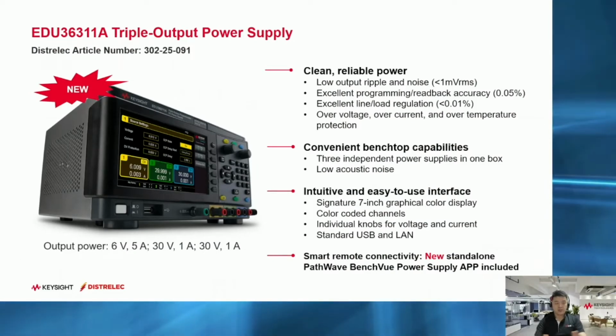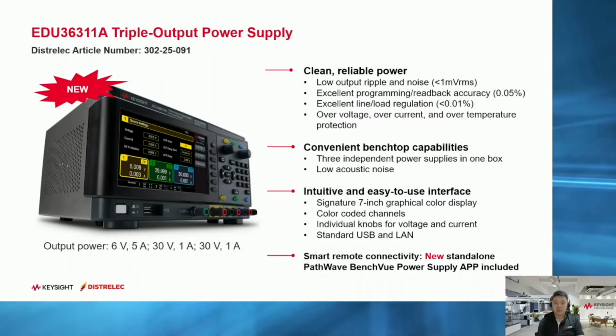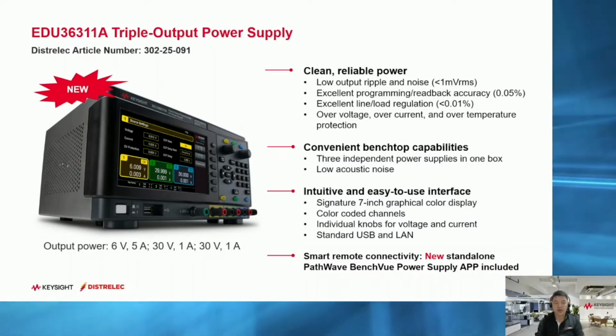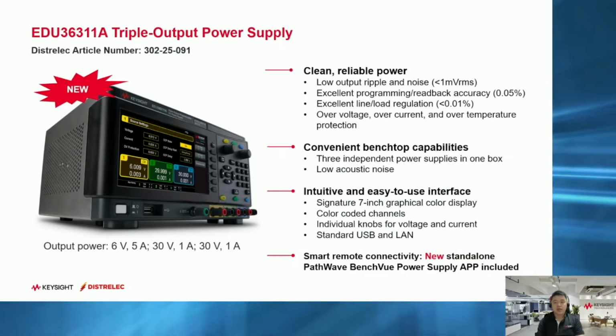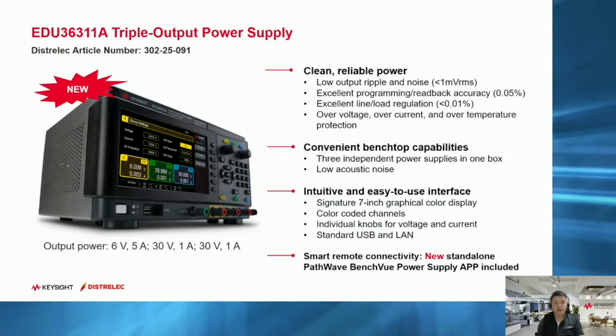The first product is the EDU36311A, the triple output DC power supply. It provides a clean and reliable power supply up to 90 watts with low output noise and excellent programming accuracy. It has over-voltage, over-current, and over-temperature protections to ensure that your device under test is protected. It is relatively quiet, ideal for teaching lab environments.